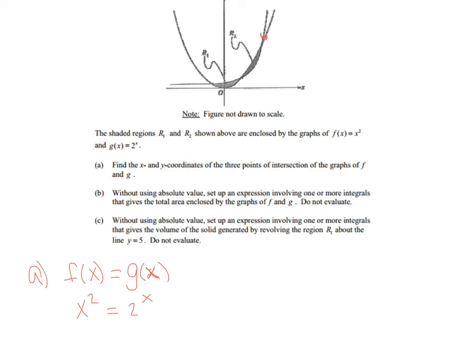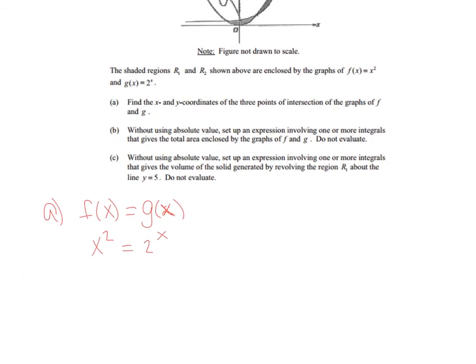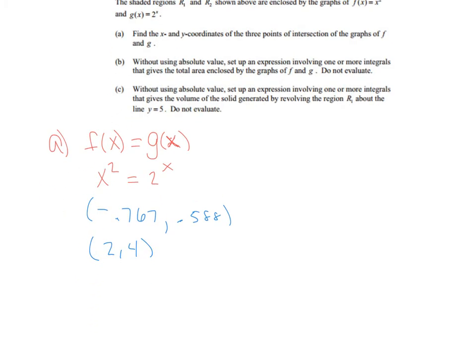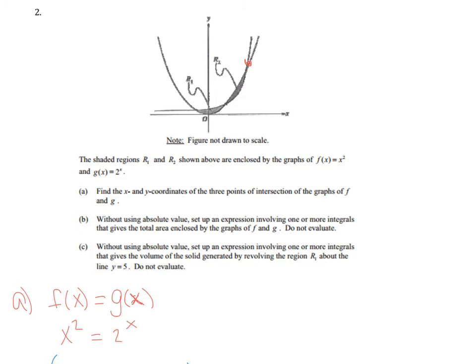So what I did was I did that command on the calculator, and I ended up getting my first intersection of negative 0.767, comma 0.588. My second intersection was 2, comma 4. And my third intersection was 4, comma 16. So on the diagram, because I want to probably see it, this value here for that intersection was 4.